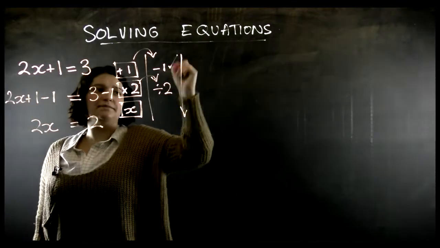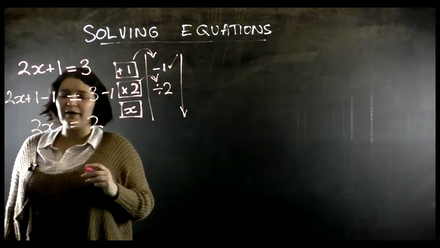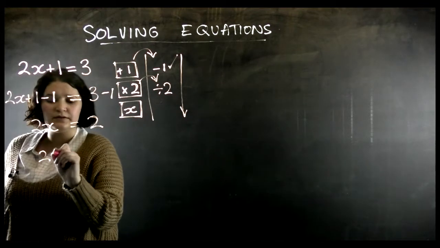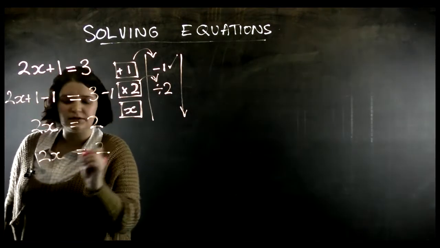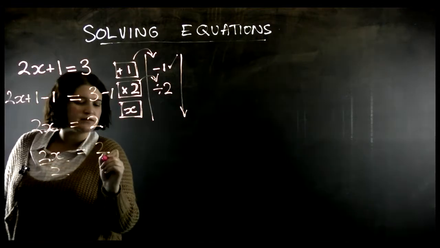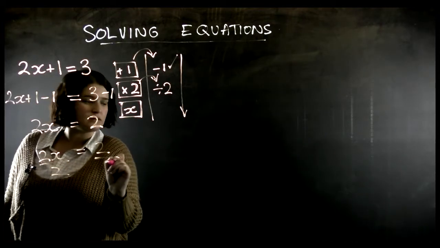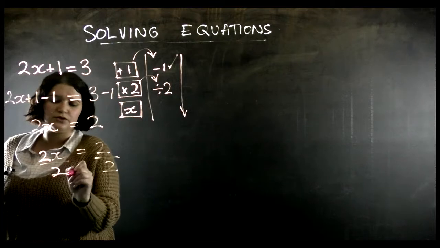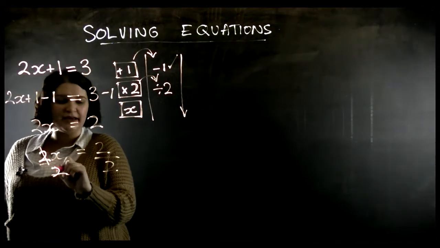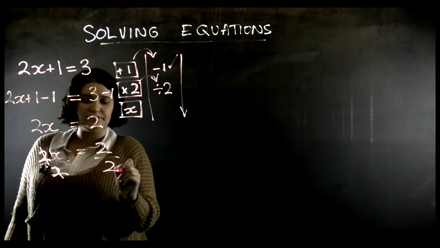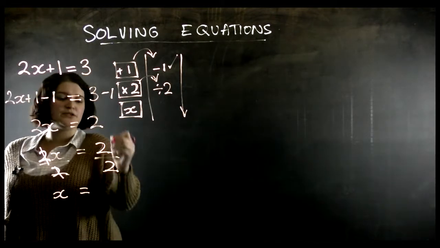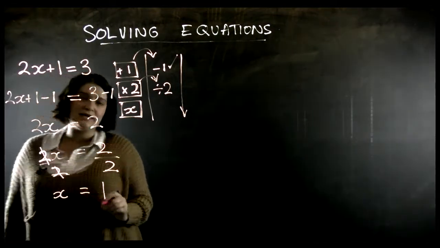Okay, that step's done. Next, divide by 2. So I'm writing everything exactly the same again. 2x equals 2. Divide by 2. Now, 2 divided by 2 is 1, so they cancel. And I've just got x equals 2 divided by 2, we just said is 1. X equals 1.